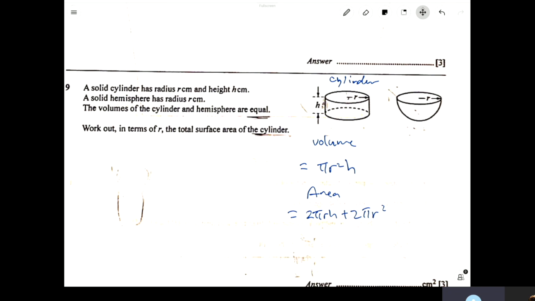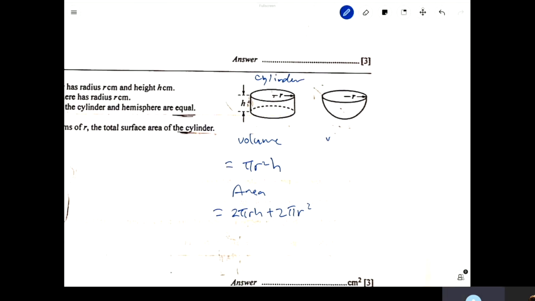The rest are given to you, like sphere. Sphere volume is 4/3 pi r cube. Area is 4 pi r square. Only cylinder doesn't have the area given. It should have. It's only the volume of a sphere given, no area. So only the cylinder, yeah, only cylinder.